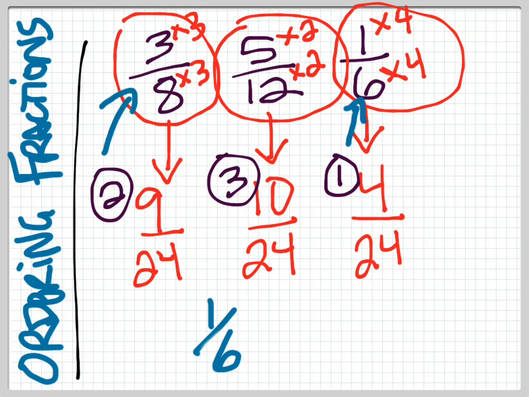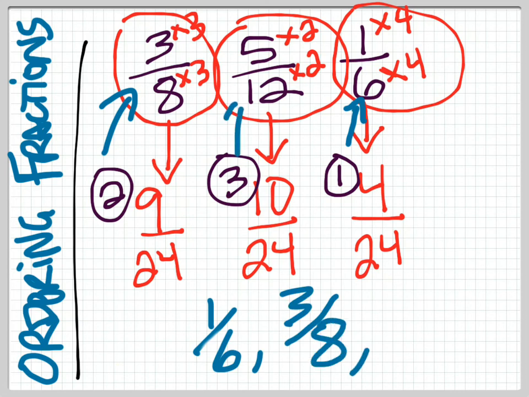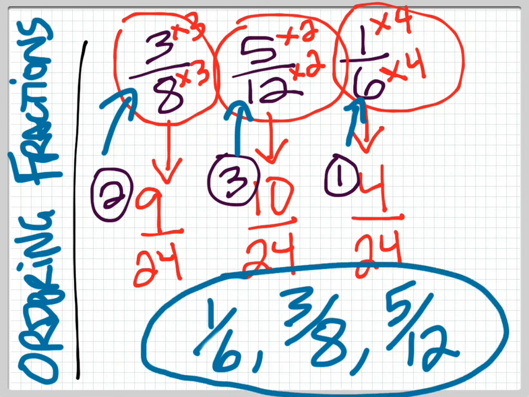The next smallest one was the 9/24, which was actually 3/8 in disguise. And then finally the biggest one was the 10/24, which was really the equivalent of the 5/12 that we started with. So now I have my three fractions that I started with, and I've rewritten them in numerical order from least to greatest. And we have just ordered those fractions in the correct order. This is called ordering fractions, and now we should be able to compare fractions and order fractions.